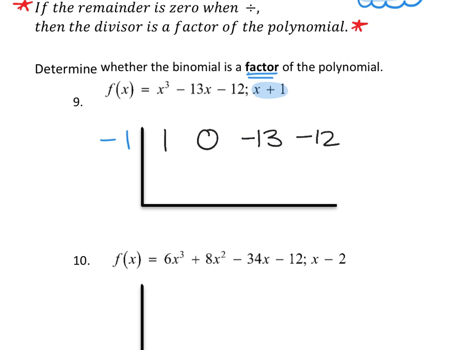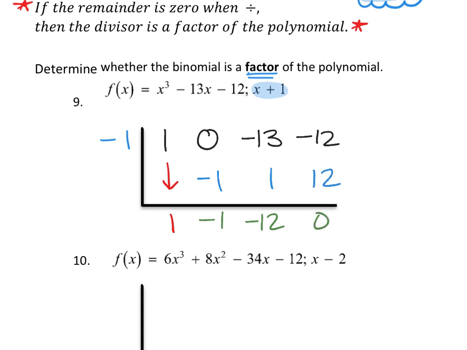The steps for synthetic division were bring down and then multiply. -1 times 1 is -1. Then add straight down. 0 plus -1 is -1. This should sound familiar because we've done this before. -1 times -1 is +1. Add straight down, we get -12. -1 times -12 is +12. -12 plus 12 is 0.